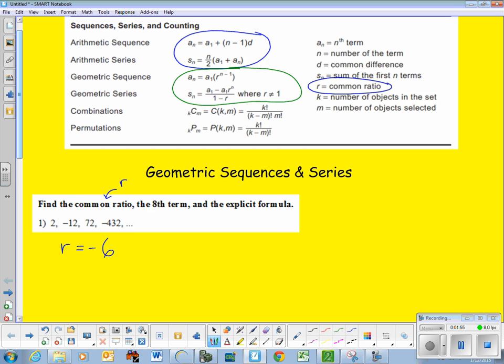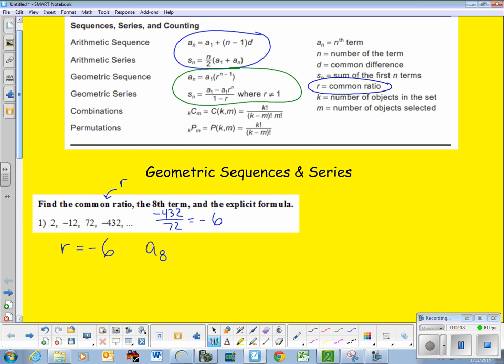That is pretty obvious in this one. If it's ever not obvious, just take any term and divide it by the term in front of it. So for example, negative 432 over 72 equals negative 6. It's called a common ratio because it's the same all the way through. All right, the eighth term, A sub 8. You're not going to usually be asked for the 112th term because as we learned with exponential functions, these things grow very, very quickly. They hit that tipping point and get really steep, and your calculator will overflow before you know it. So we're just going to find the eighth term in this case.